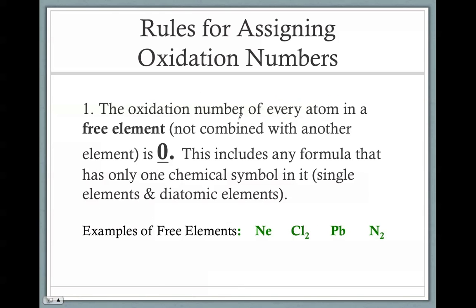So, rules for assigning oxidation numbers. The oxidation number of every atom in a free element, or uncombined element, is 0. This includes any formula that only has one chemical symbol in it. So for our free elements, we would say that neon has an oxidation number of 0, Cl2 has an oxidation number of 0, a lead atom by itself has an oxidation number of 0, and N2 also has an oxidation number of 0. These are all examples of free elements, so they all have an oxidation number of 0.